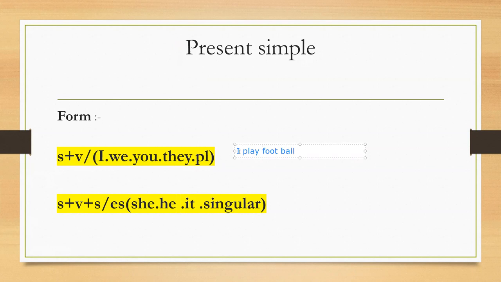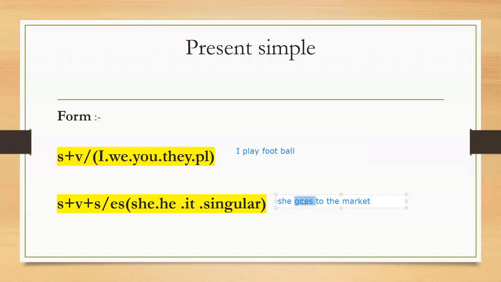I play football. This is a subject. Maybe we, you, they, Ahmed and Ali. I will use the verb without anything, without s, without anything. Football. And the second form, I will use subject like she goes to the market.